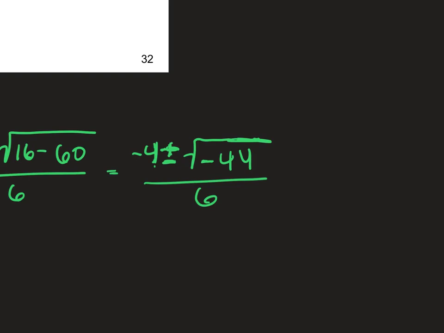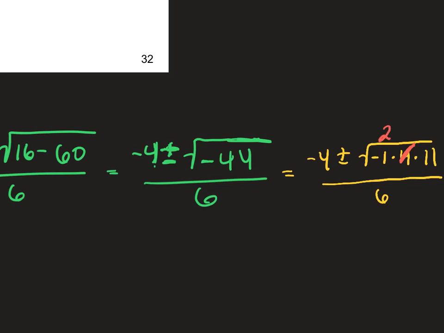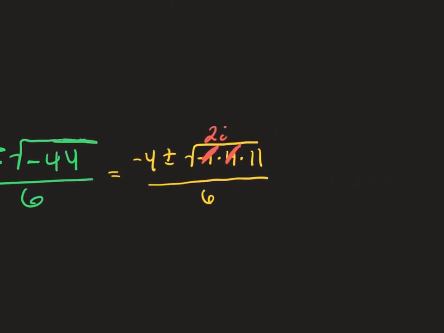So you need to look at this and say, I have negative 4 plus or minus. I can break this up into negative 1, 4, and 11. The reason I'm breaking it up into all three is because there are pieces to this. 4 is a perfect square. The negative 1 gives me my i. You have to pay attention to stuff like this. What is the square root of 4? It's 2. What's the square root of negative 1? i. And do I know the square root of 11? No, so it just stays under the radical. So I keep simplifying: negative 4 plus or minus 2i root 11 over 6.